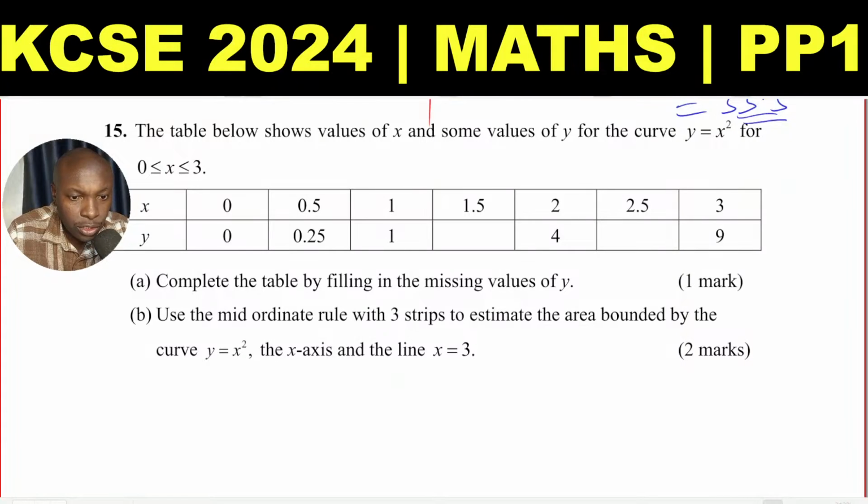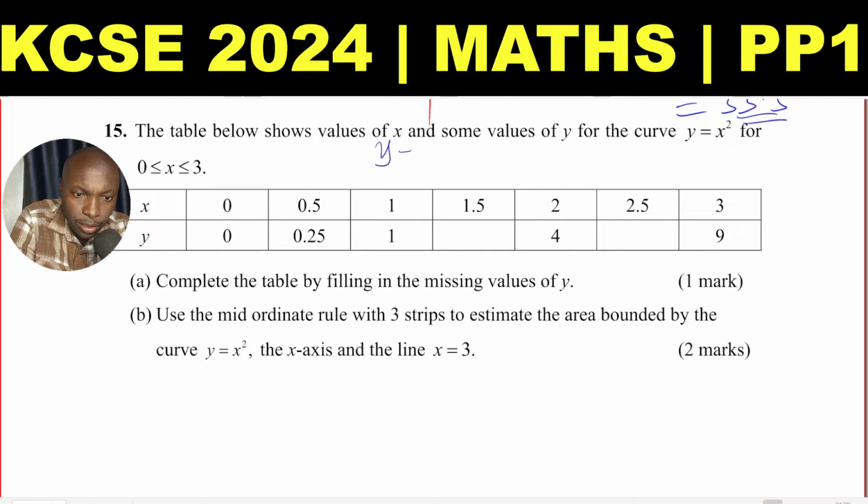The table below shows the values of x and some values of y for the curve y equals x squared, for the range x less than or equal to 3 and greater than or equal to 0. Part A, complete the table by filling in the missing values of y. Start from there. So this one you simply need to use a calculator.